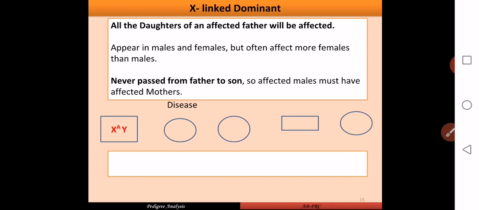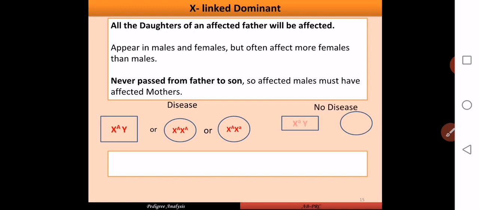That means X^A Y, this is the male with XY, and the superscript A represents the dominant character. This individual is affected. Otherwise, the situation may be X^A X^A. In case of a female, that is possible because there are two X chromosomes. Or the female may be heterozygous, X^A X^a. In all these three situations, these individuals will be affected.